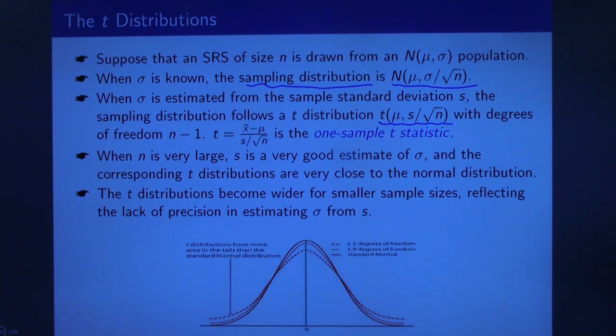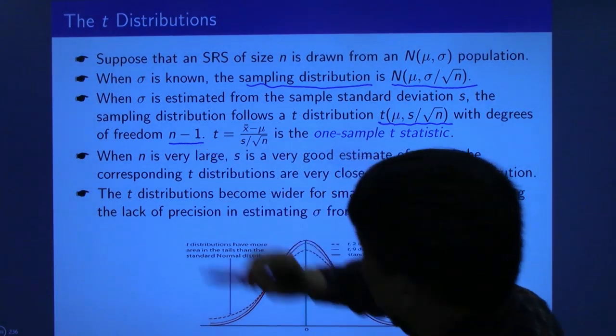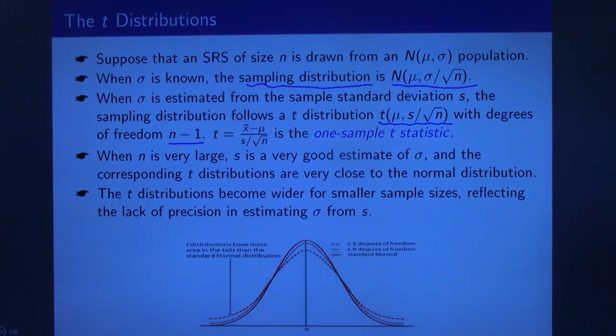Here we have an extra parameter. It's called degree of freedom. Because of n, we have n minus 1. So that is df, degree of freedom, n minus 1. This n minus 1 degree of freedom is also very important.